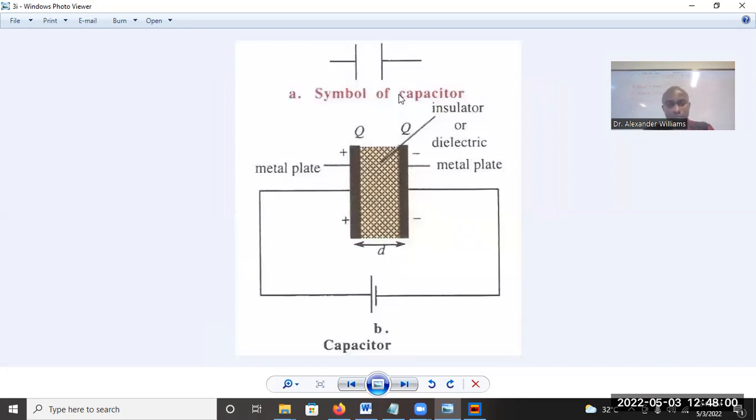The basic idea of the capacitor is that we represent a capacitor by this symbol. Capacitors store electric charge. That's two plates. One plate is connected to the voltage source, which is charged positively, +Q, and the other to the negative, which is charged negatively, -Q. There's an insulator there, which is a dielectric substance.